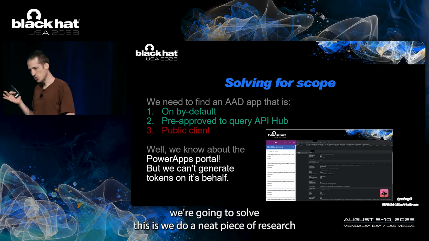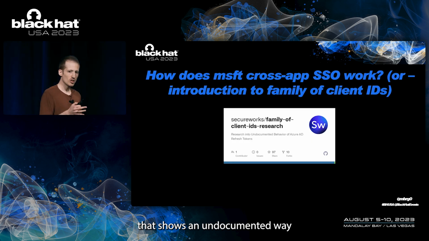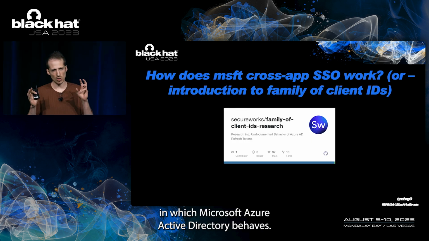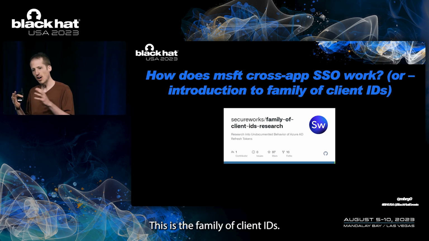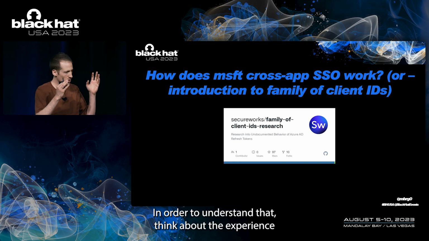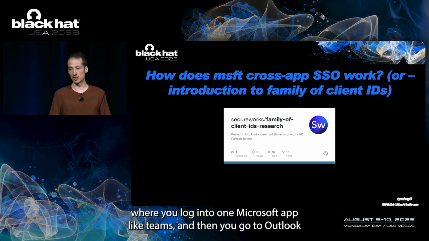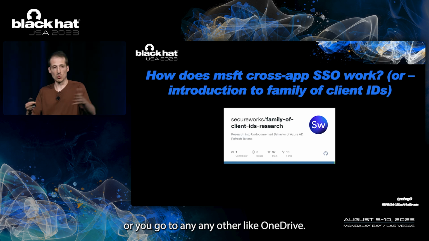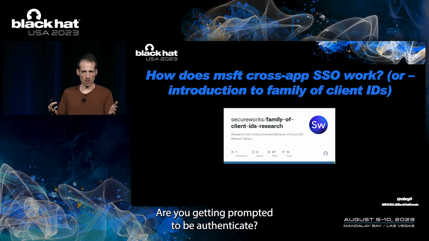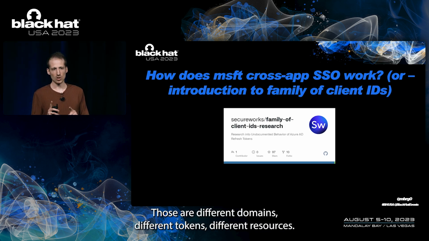The way that we're going to solve this is with a neat piece of research that shows an undocumented way in which Microsoft Azure Active Directory behaves. This is the family of client IDs. In order to understand that, think about the experience where you log into one Microsoft app, like Teams, and then you go to Outlook, or you go to any other, like OneDrive. Are you getting prompted to re-authenticate? No, right? The single sign-on still works. How does that happen? Those are different domains, different tokens, different resources.